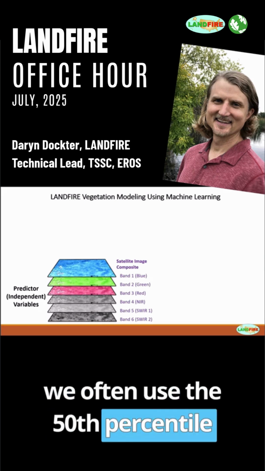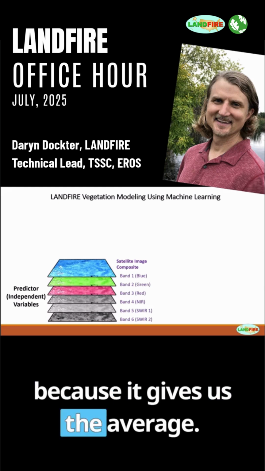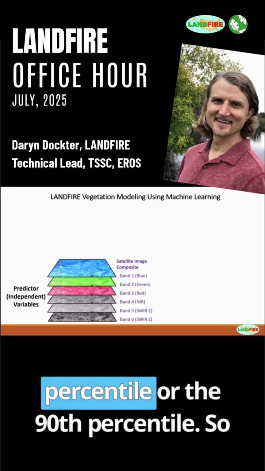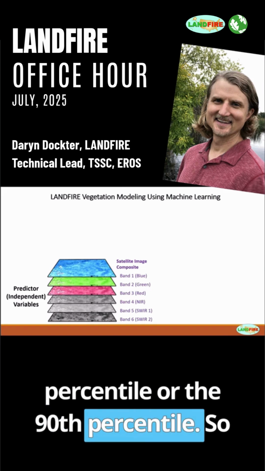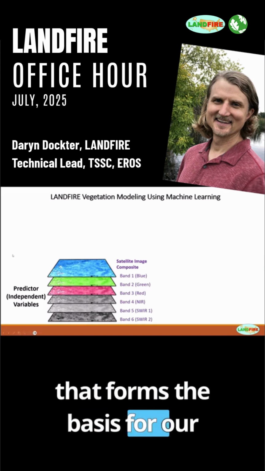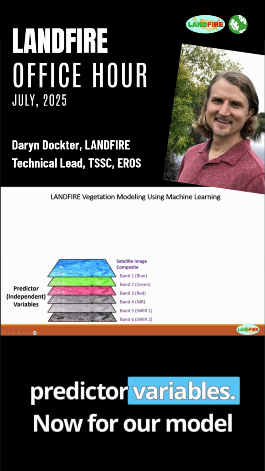We often use the 50th percentile because it gives us the average. But we also look at like the 15th percentile or the 90th percentile. So that forms the basis for our predictor variables.